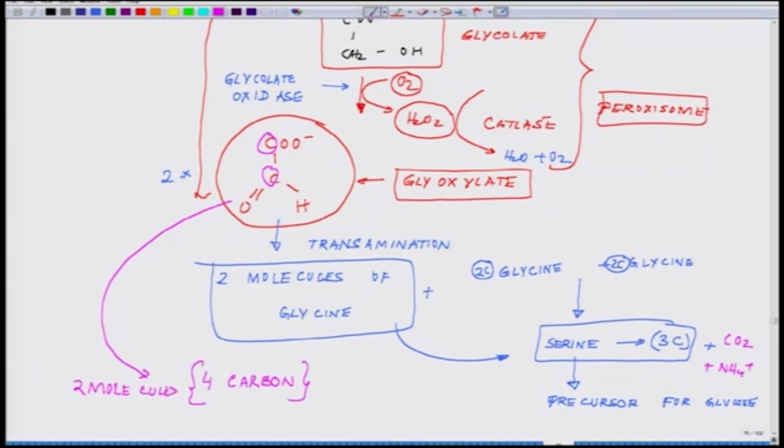At the end, you could salvage 3 carbon in the form of serine, and you lose 1 carbon in the form of carbon dioxide, and of course another product which is lost is NH4 plus, the amino group. So, this pathway serves to recycle 3 of the 4 carbon atoms of the 2 molecules of glycolate. However, one of them is lost as CO2 and one of the 2 amino groups donated in the transamination reaction is lost as NH4 plus.